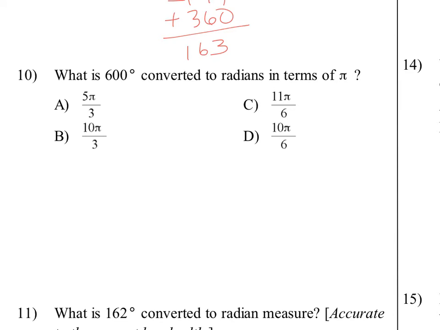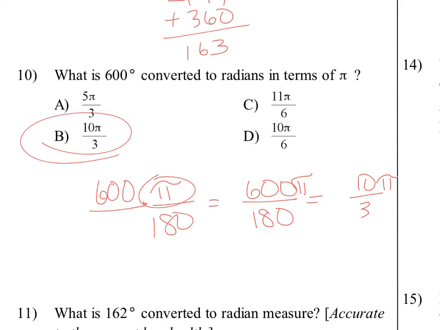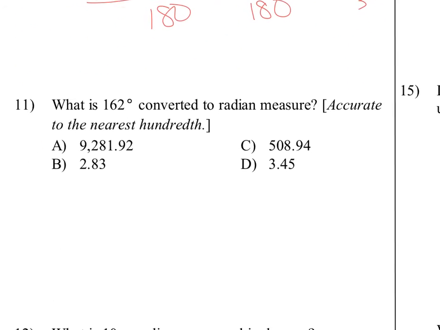Okay, 600 converted to radians in terms of pi. 600 times pi over 180. Remember, we could just put this in our calculator. Put 600 over 180 in your calculator, either as a fraction or as a decimal, and you get 10 over 3. Remember, but this pi is here, so it's 10 pi over 3.